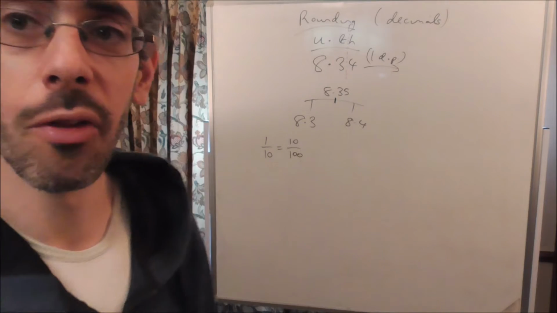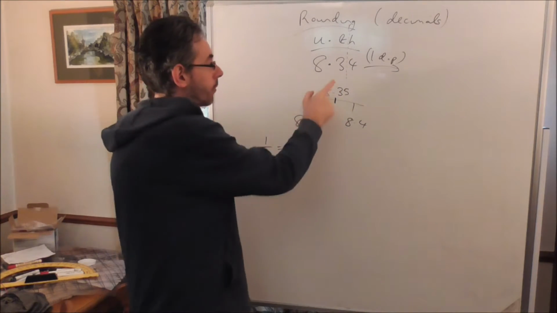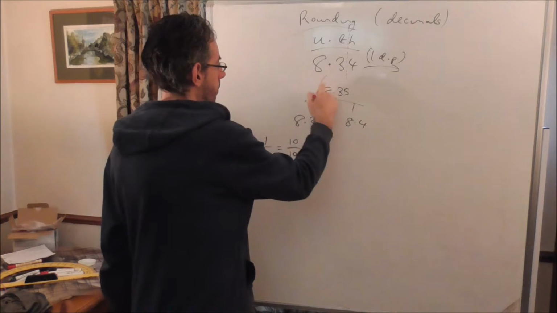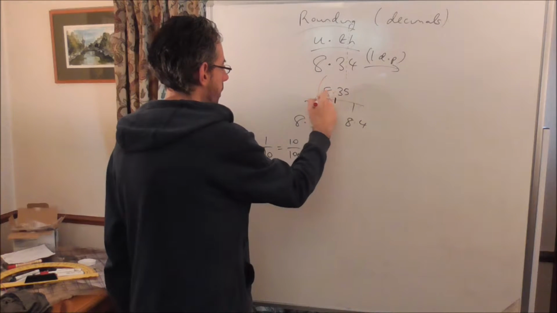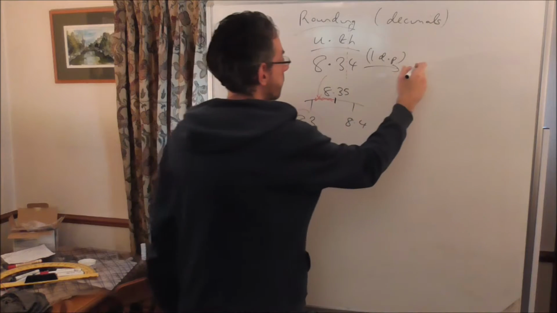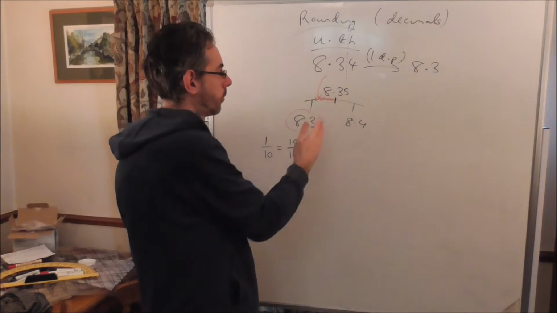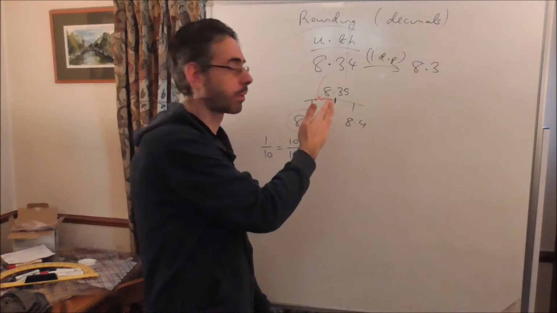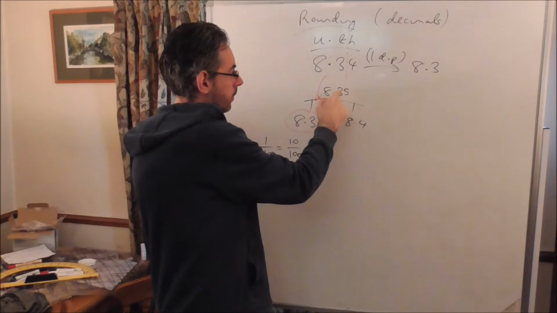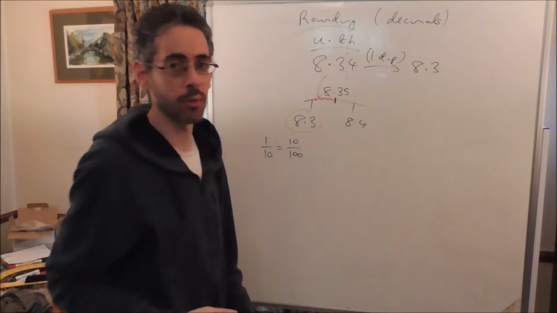So is our number bigger or smaller than 8.35? Well, it's a bit smaller because it's 8.34. So you've got 4 hundredths here, which is less than 5 hundredths. So it's a bit smaller. So it's here somewhere. So it rounds to 8.3 to one decimal place. So to decide which one it's closer to, you look after the first decimal place, so you look after the tenths digit. And if it was exactly 5 hundredths, it would be in the middle. So more than 5 hundredths, it rounds up. We had less than 5 hundredths, so it rounds down.